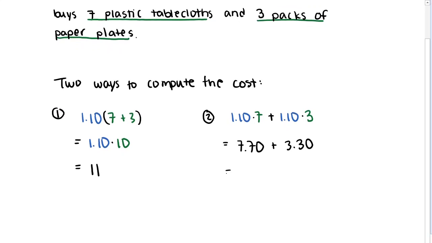And then if I add these together, well, 7 plus 3, that's going to give me $10. And then 70 cents plus 30 cents is another $1. So that's 10 plus 1, that's $11. So we get the same result as we expect.